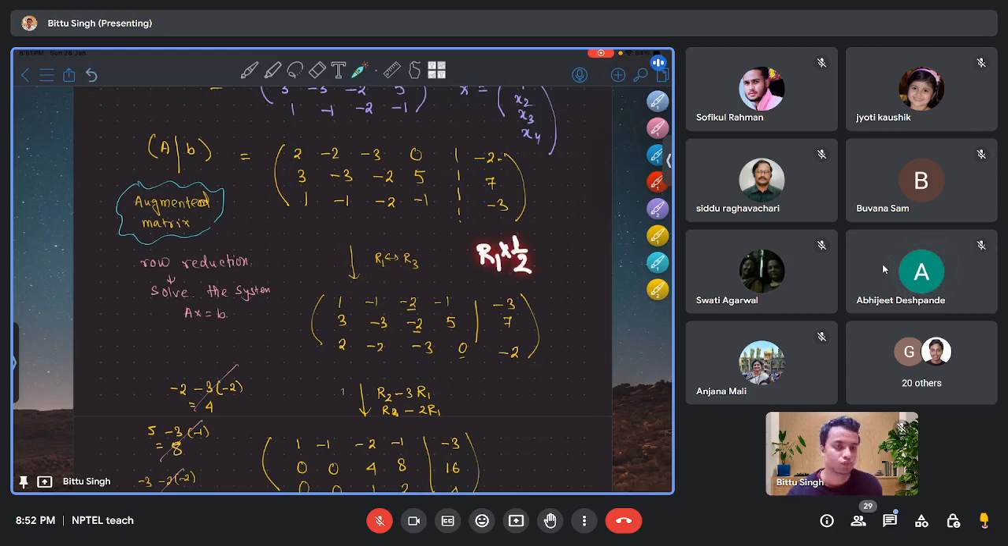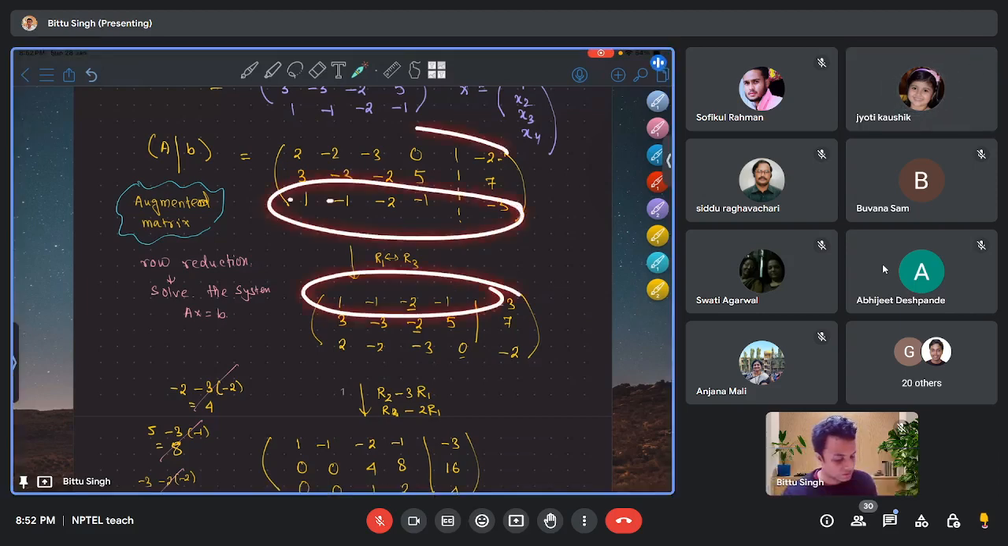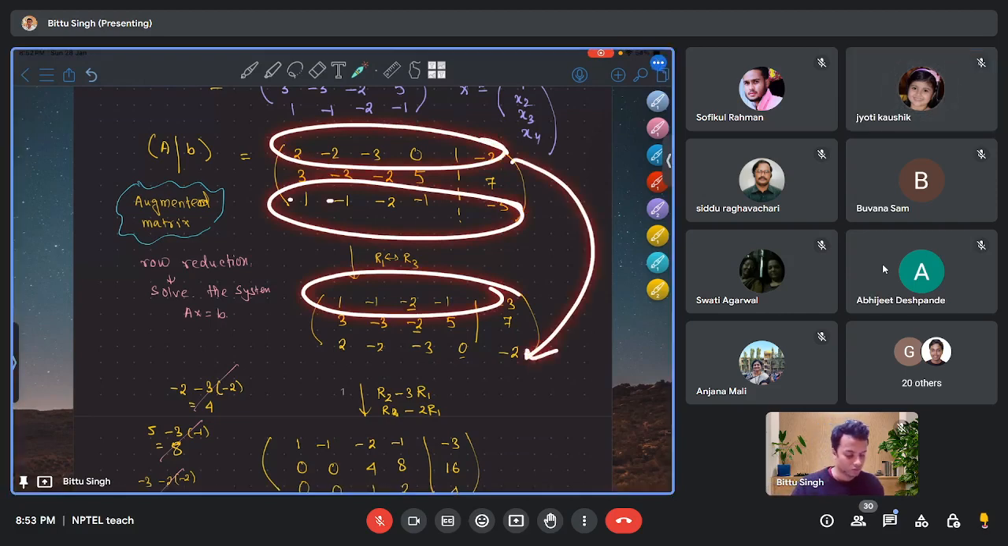and without exchanging, we can perform half of R1, R1 times 1 by 2. This is also a way, but it is better to exchange, because by multiplying with something you will get fractional terms. We always try to avoid fractional terms. That's why we have exchanged those two rows, and this becomes the first row, and this becomes the second row, the third row.